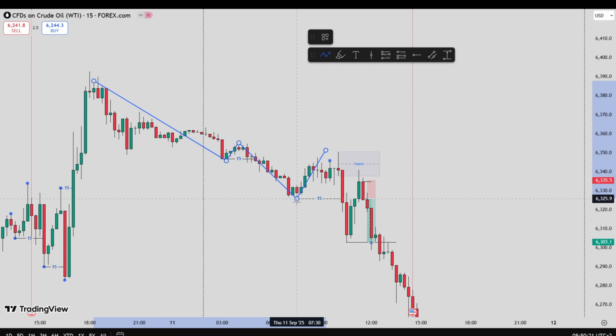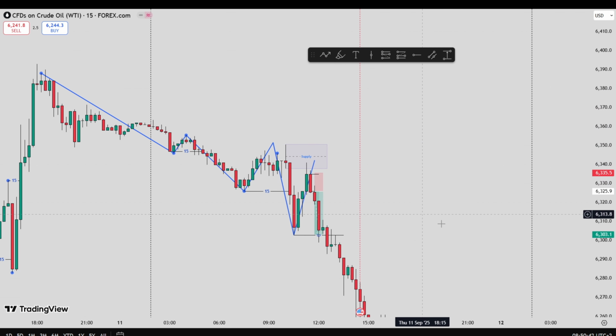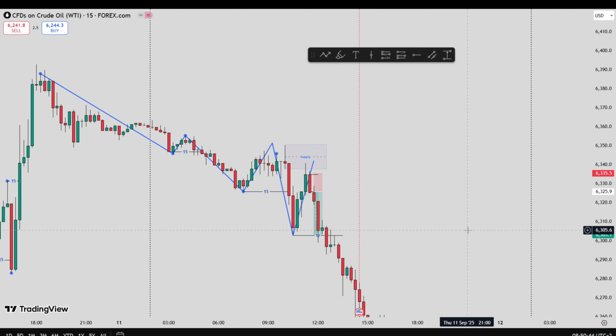After that, I wait for the first pullback and then wait for the market to break below this low. After I break this low, what am I looking for? I'm looking for a supply zone. Usually I prefer the supply zone to be an extreme zone. So that's what the market did. After that, I need to wait for the market to retrace and tap into my supply zone. So as you can see here, this is essentially what the market did.